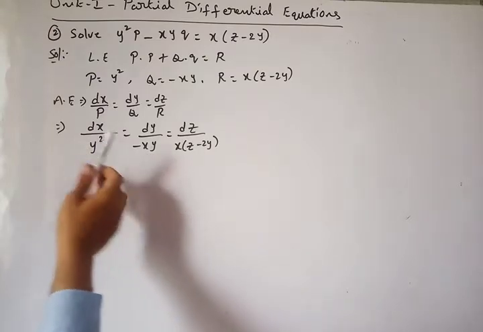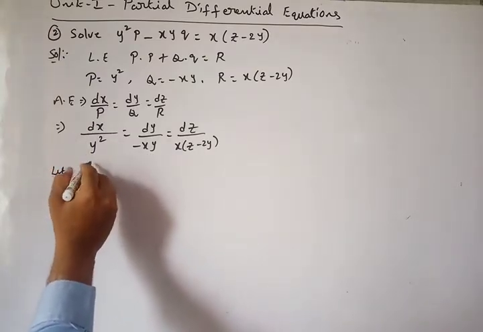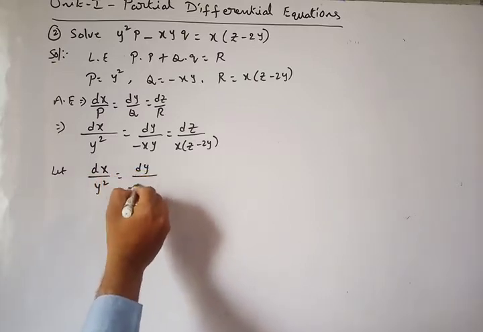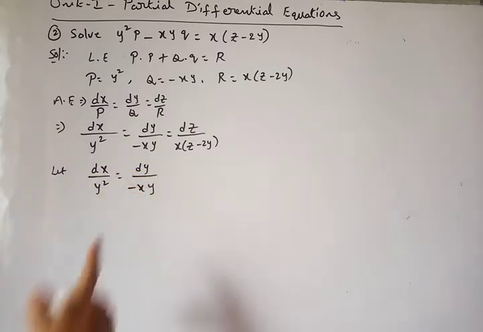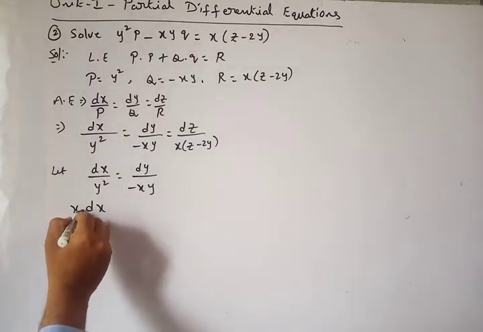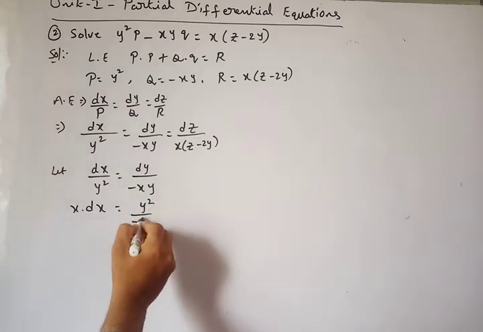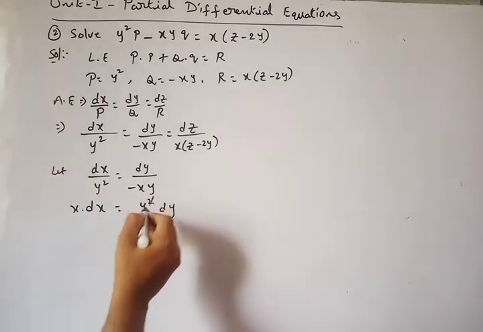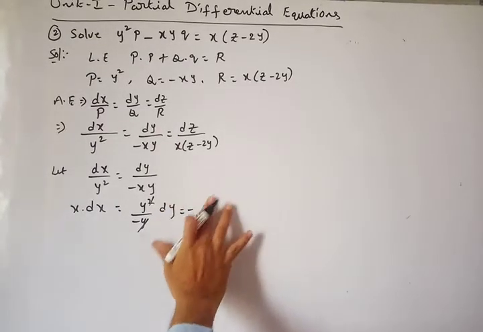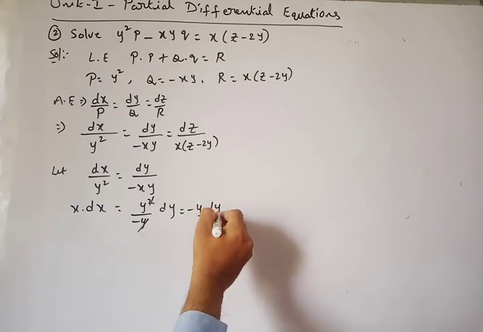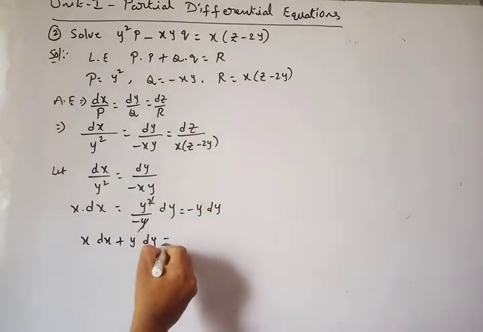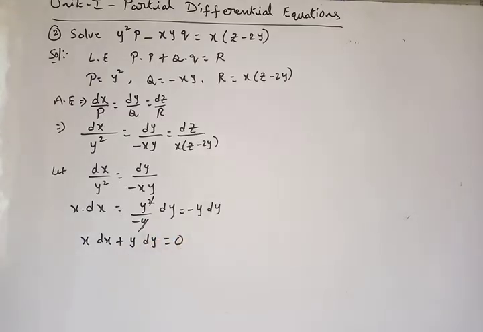So let us take the first two. If I take 1 and 2, dx by y square is equal to dy by minus xy. Correct? So cross multiply, variable separable method. My x dx is equal to y square by minus y into dy. One y got cancelled. So what is left here? Minus y dy. Correct? Bring this y dy to this side. x dx plus y dy is equal to 0.